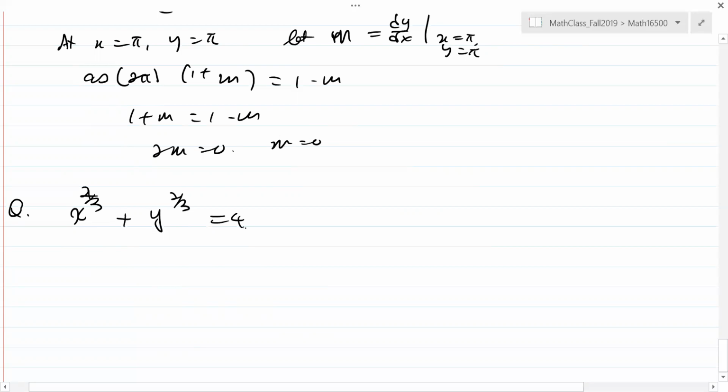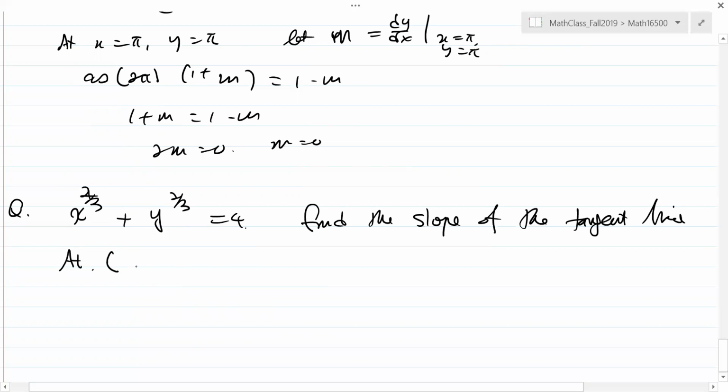Now, this is a strange equation. I want to find a slope at a particular point. Find the slope of the tangent line at the point when x is negative 3 times square root of 3 and the y value is 1. This is indeed a point on the graph. It's difficult to do the computation.